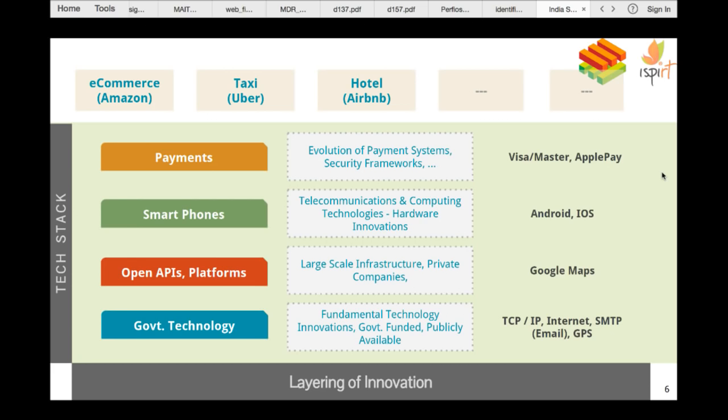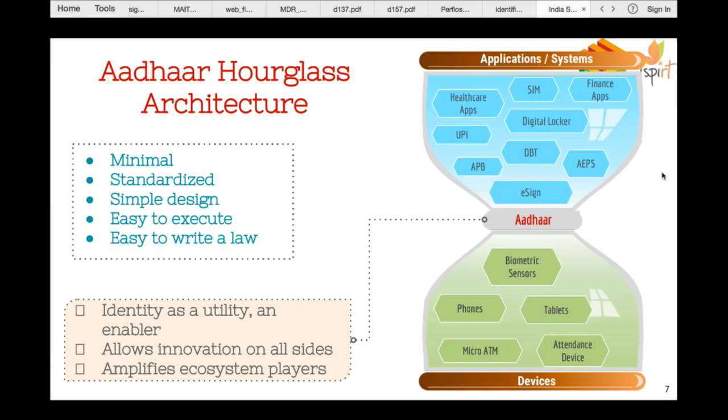You might realize that if any one of these layers had not happened, an Uber could not have been created on top of it. Airbnb or Amazon in their current form also rely heavily on each and every one of these layers. And this is the typical nature of a tech stack.